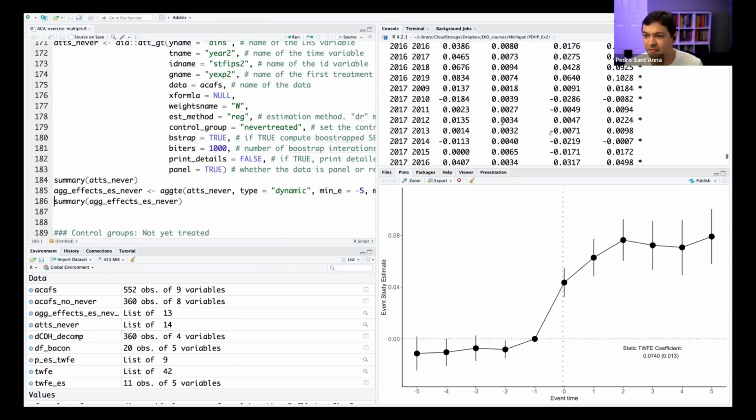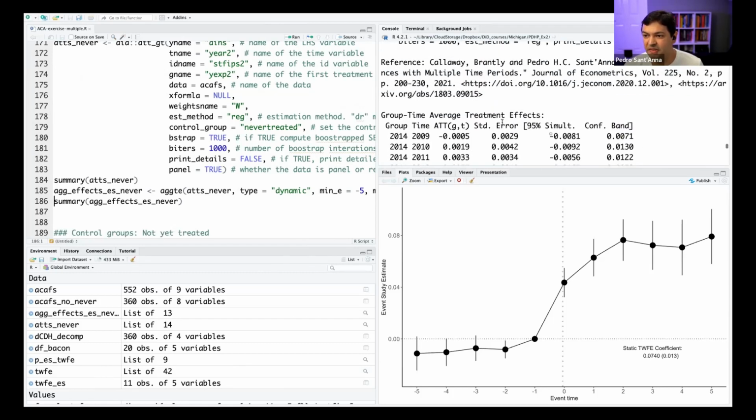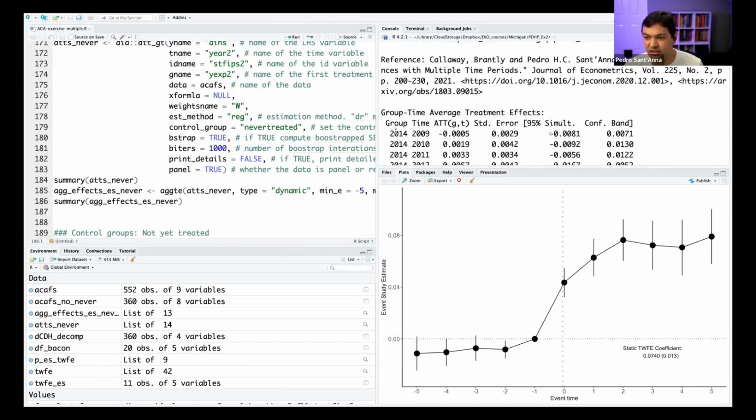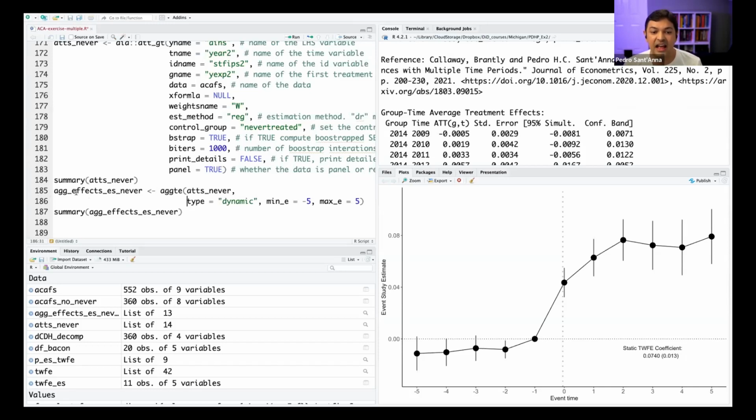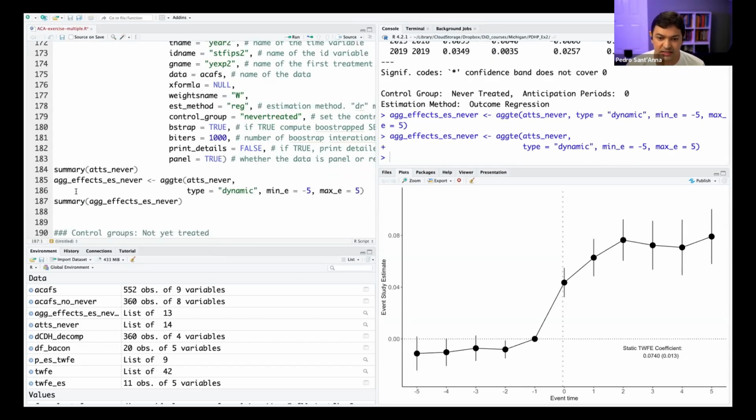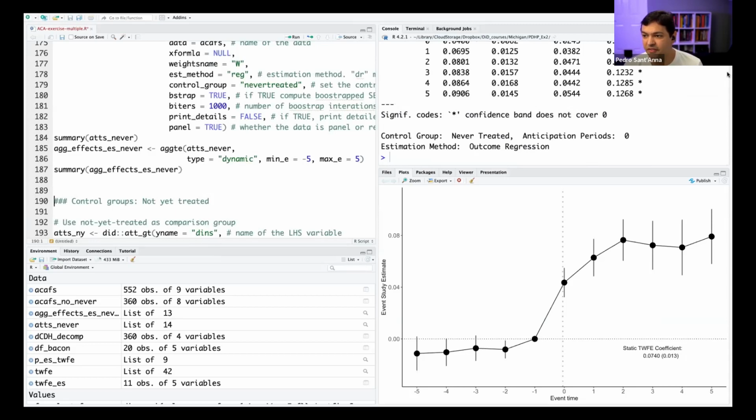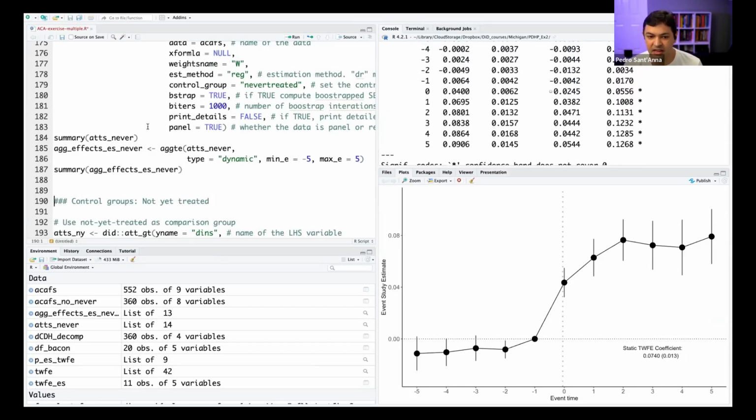And once I do this, essentially, I have here a big table of all the possible ATT-GTs, right, depending on the group and time. Because in this application we have very few treated units in some of these cohorts, I do not recommend you interpreting these ATT-GTs by themselves. I strongly recommend you to actually do the aggregation step, which is what I have here in line 185. I do this, and I have the summary of the aggregation steps here in event study.